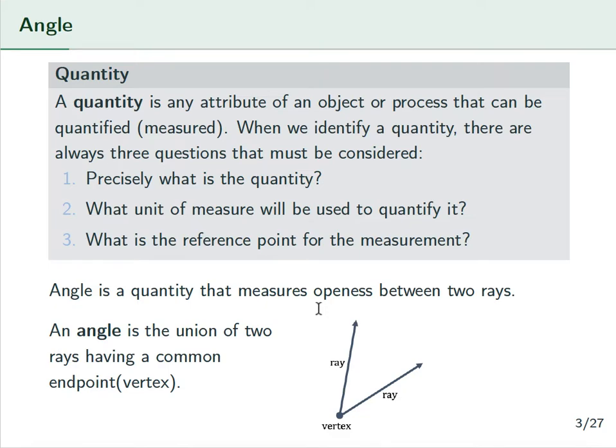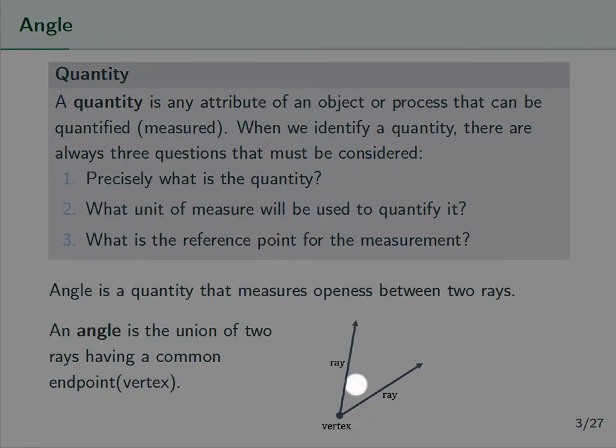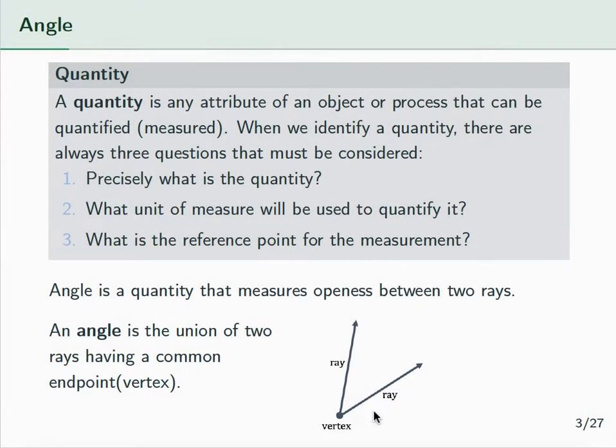So let's look at the definition of an angle. Angle is a union of two rays having a common endpoint. So here's an example. A ray is an unending directed segment. So it will go forever, like this direction. Same thing here, we can imagine it going forever in this direction. And they share a common endpoint called the vertex. So this is the definition of an angle in the geometry sense.